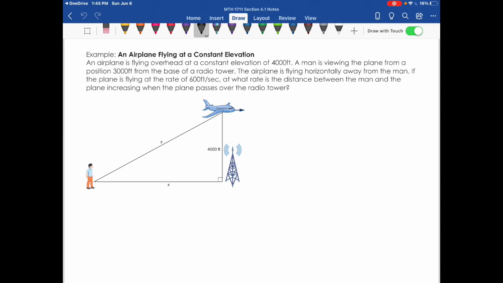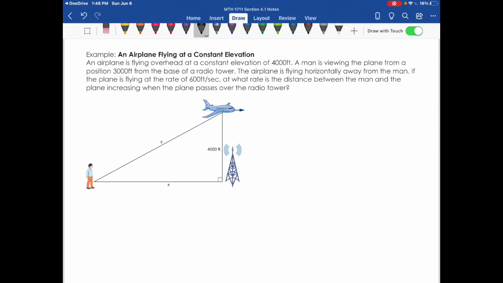And there's a man that's viewing the plane from a position of 3,000 feet from the base of a radio tower. When the airplane is flying horizontally away from the man, the plane is flying at a rate of 600 feet per second. At what rate is the distance between the man and the plane increasing when the plane passes over the radio tower? So the first step is to draw a picture and identify the variables.